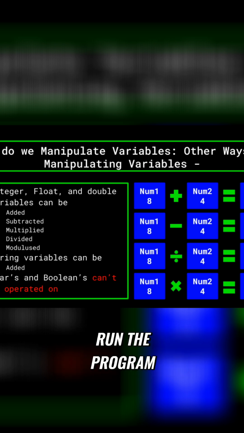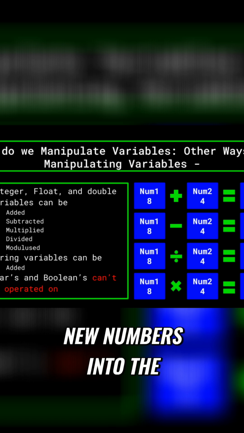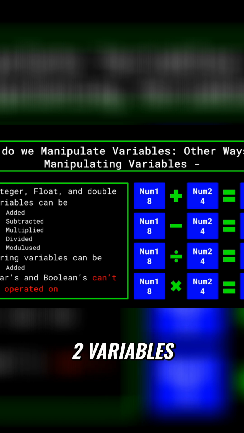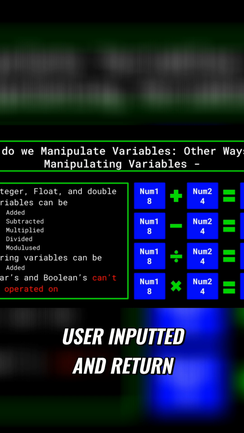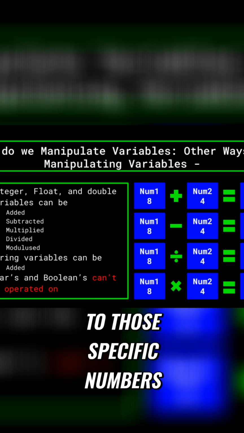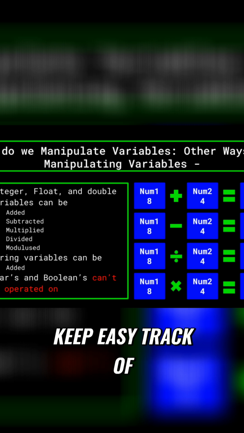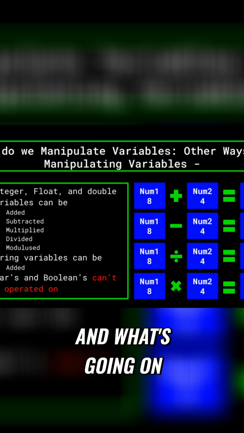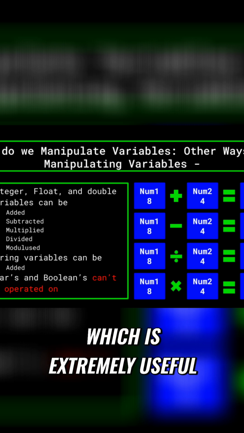Then, each time you run the program, the user could input new numbers into the num1 and num2 variables, and they would simply be set to those new integers that the user inputted and return the result that corresponds to those specific numbers. This allows you to keep easy track of which numbers are which and what's going on in your program, which is extremely useful.